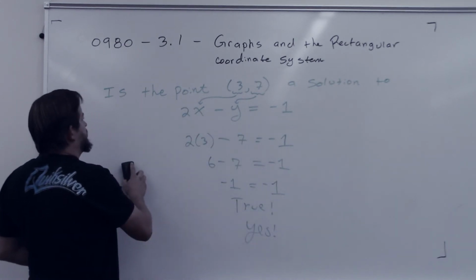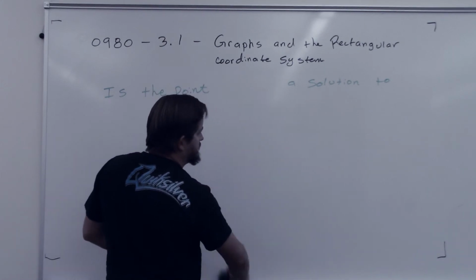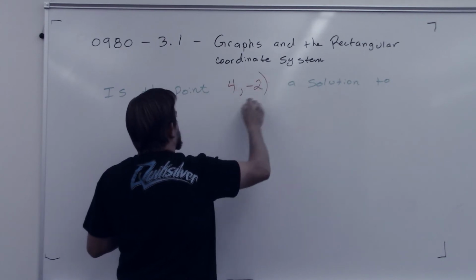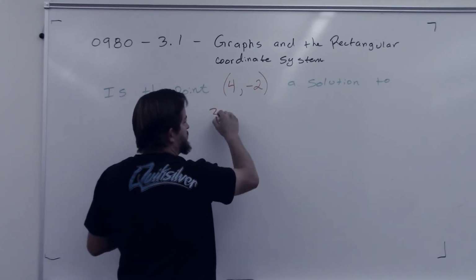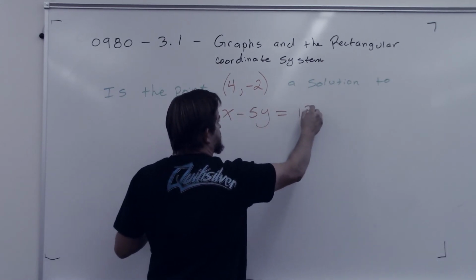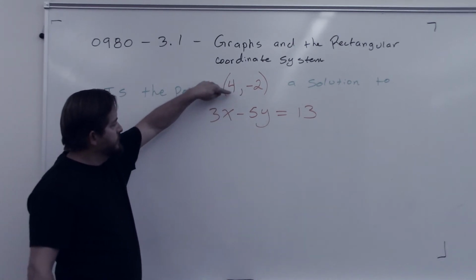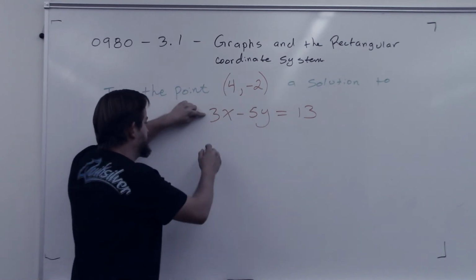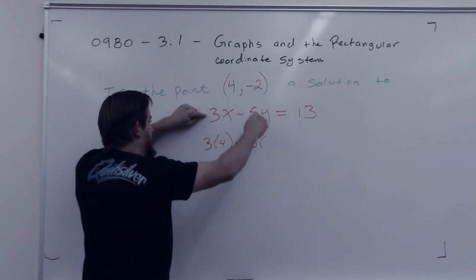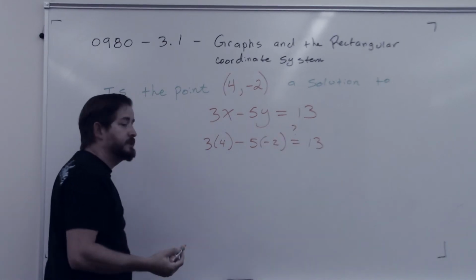All right, let's take a look at another one. Is the point 4, -2 a solution to 3x minus 5y equals 13? And again, I'm going to replace my x with the x value, the y with the y value, so that's 3 times 4 minus 5 times -2 equals 13, right? And that's the question, does it or does it not?